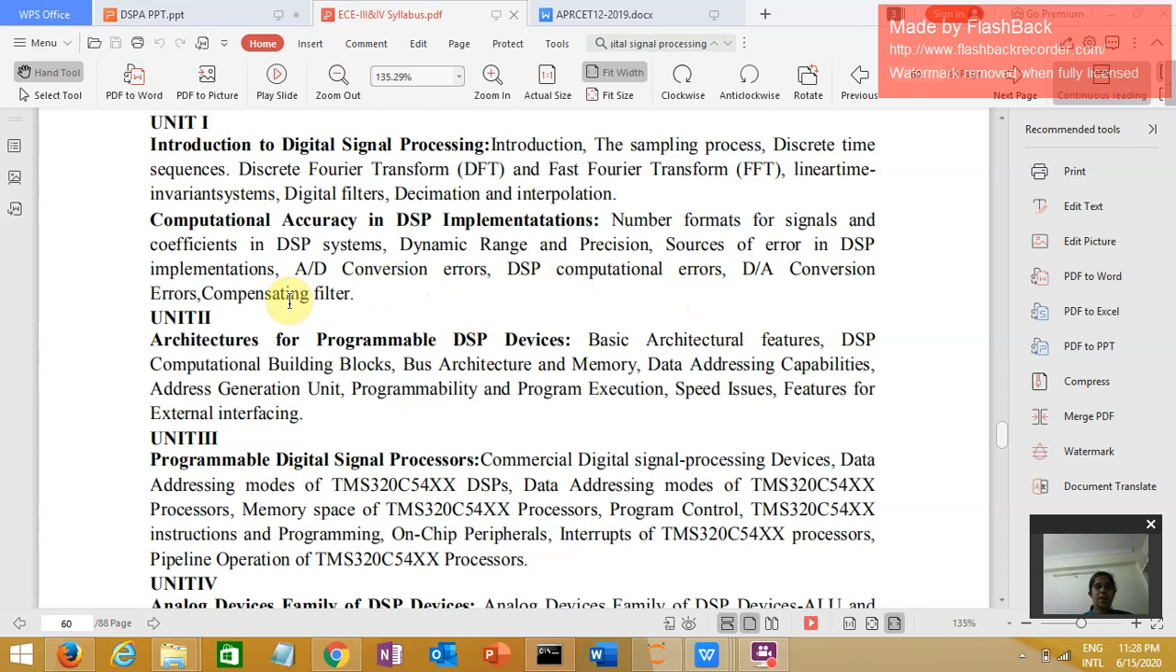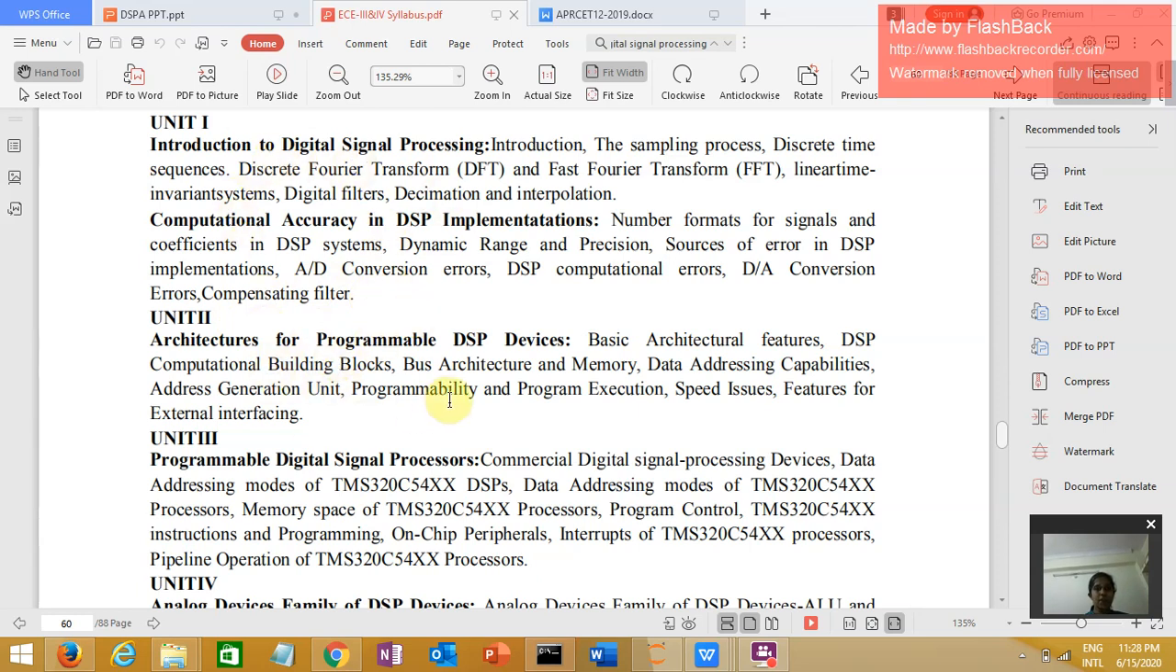And what is this compensating filter? There is a special type of filter which is used at the output of the D to A converter to compensate the amplitude degradation which we generally observe at the D to A output due to zero order holding. All these we are going to discuss in the compensating filter concept. This is all about unit 1.